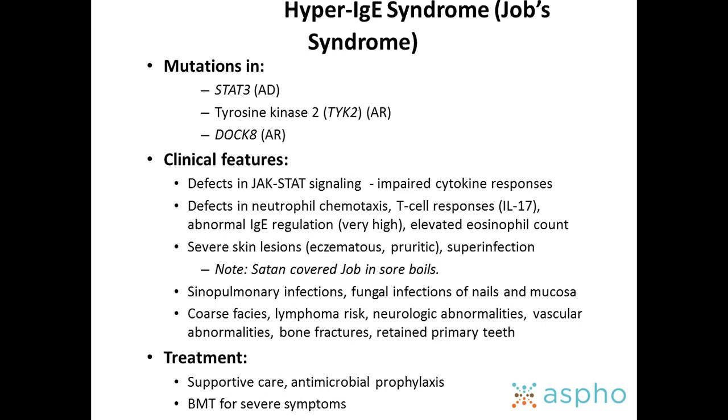So JAK-STAT signaling is really important for a variety of immune functions. Specifically, it seems to be important for neutrophil chemotaxis, T-cell responses, IgE regulation. And so these patients will end up with super high IgE, really high eosinophil count, and their immune system sort of turned on, but it's not functional. So you end up with a sort of chronic state of smoldering infection.